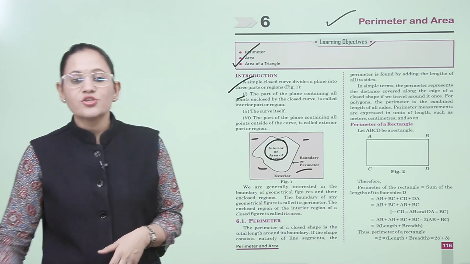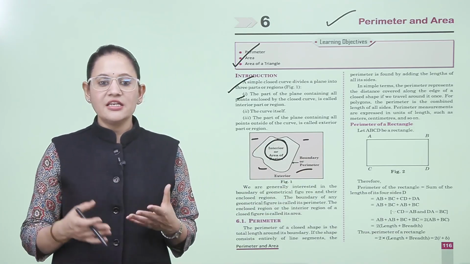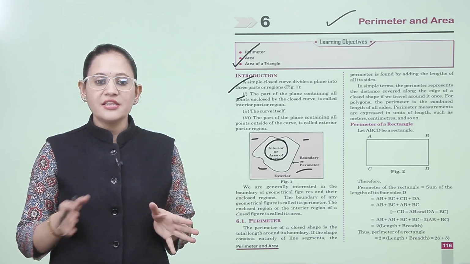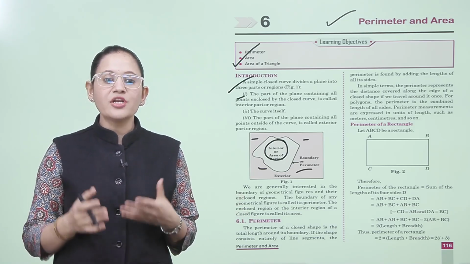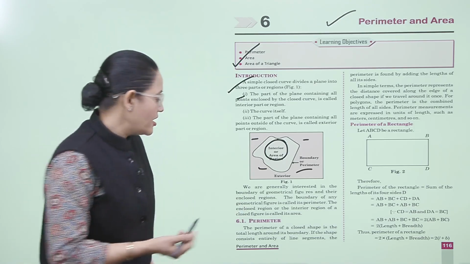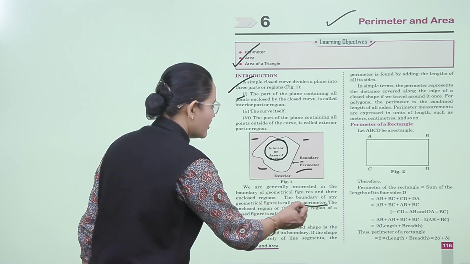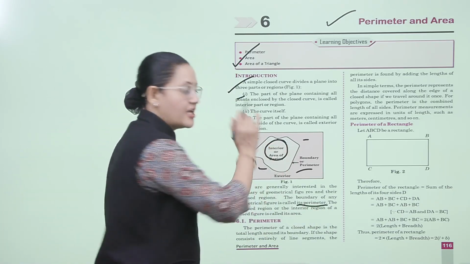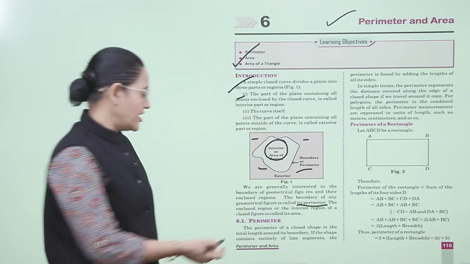Clear? So we are generally interested in the boundary of the geometrical figure, and its enclosed region. The boundary of any geometrical figure is called the perimeter, and the enclosed region inside it is known as the area.